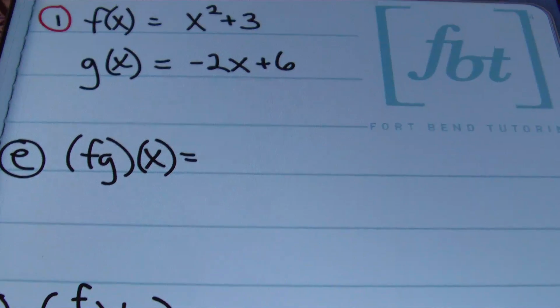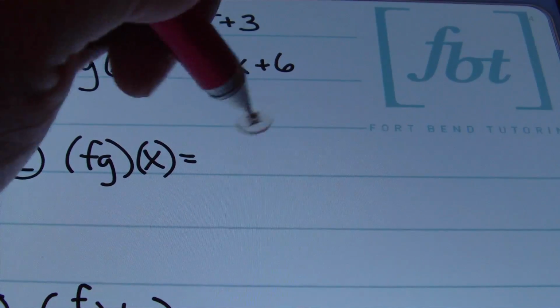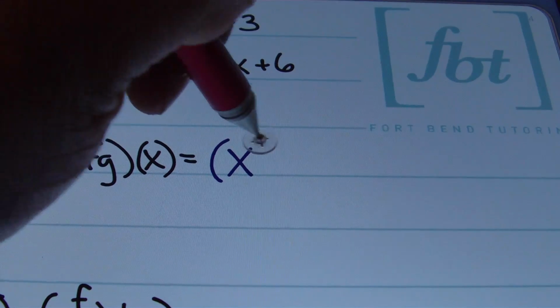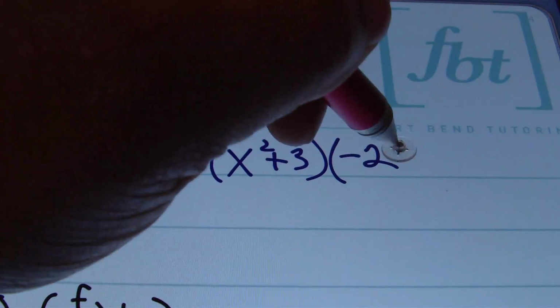All right, we're still dealing with the same f and g functions, right? But now in part E, they're asking us to multiply these together. So I'm going to set it up like so. I'm going to have my binomial, that first one, which is going to be x squared plus 3 times the binomial negative 2x plus 6.